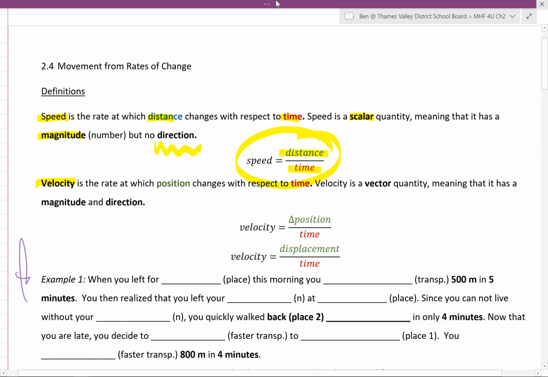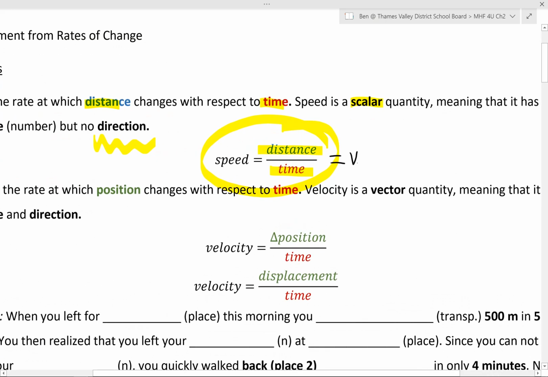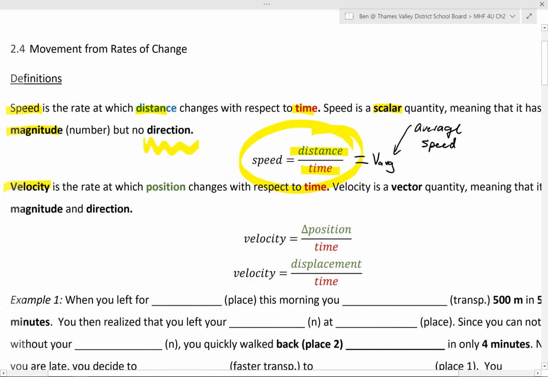Okay, now the short form for speed that you will see is given by a v, and that's from physics. Often in here we'll write a v with a subscript avg, and that means average speed, okay? Average speed, which would be an average rate of change, an AROC, if you will.